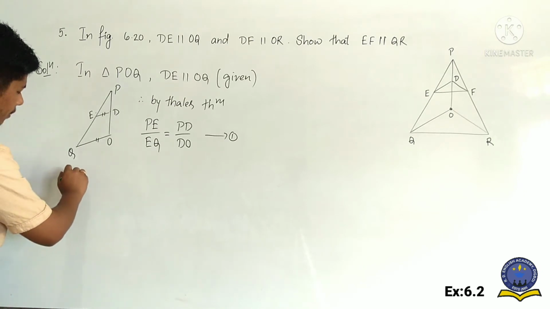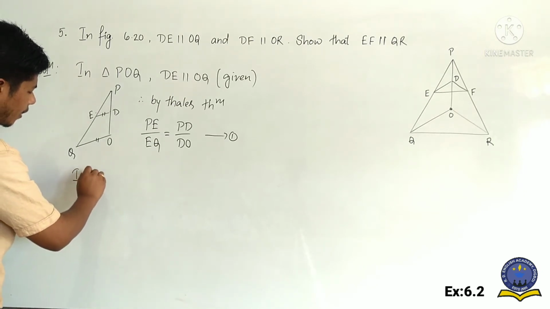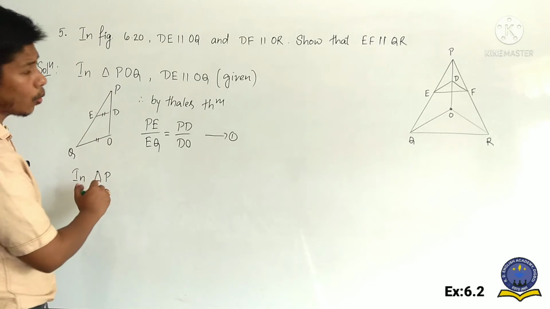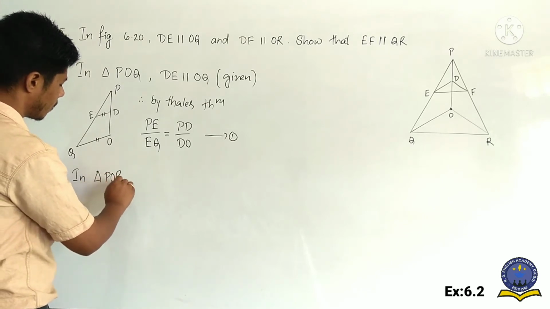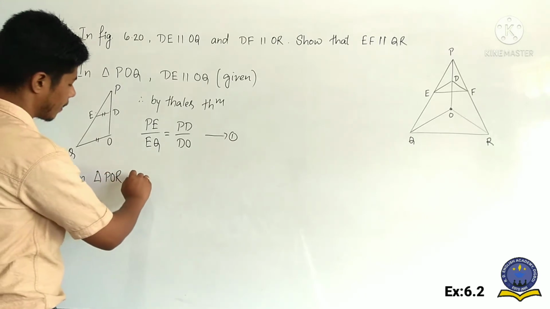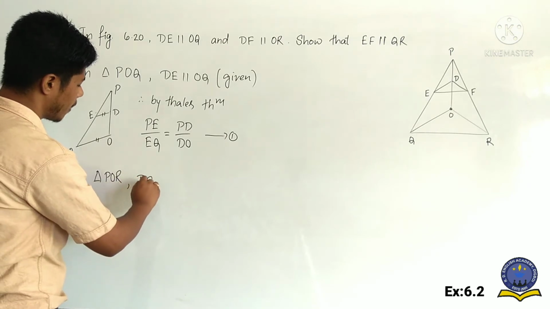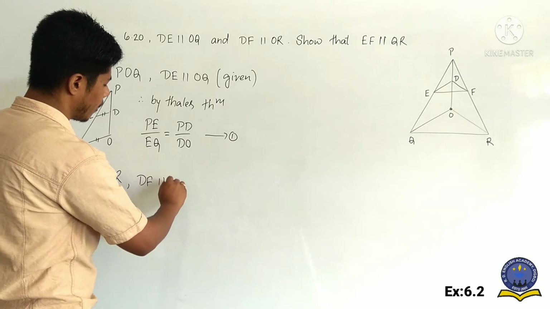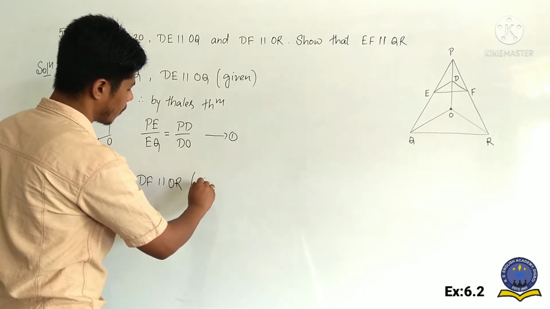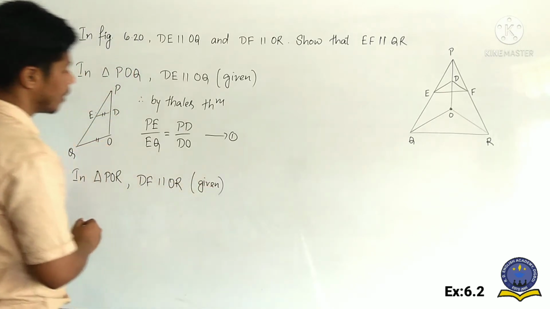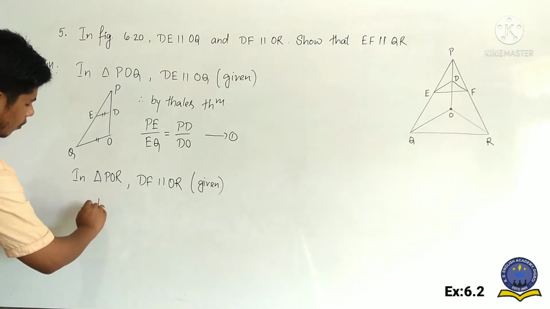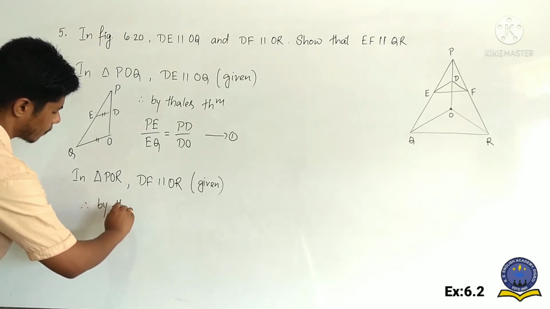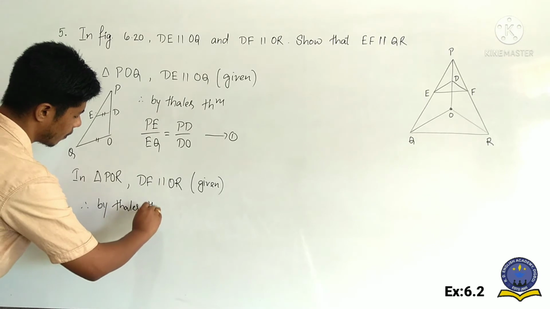So that's why in this case, if you write here in triangle POR, given DF parallel to OR. In bracket you have to write this one is given. Clear? And now here, therefore, by Thales theorem, what we have to write.